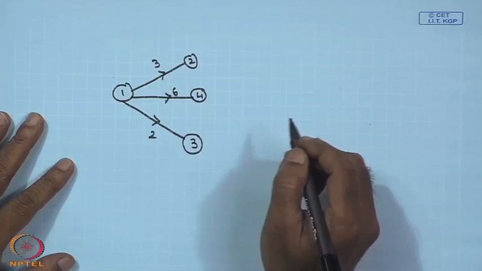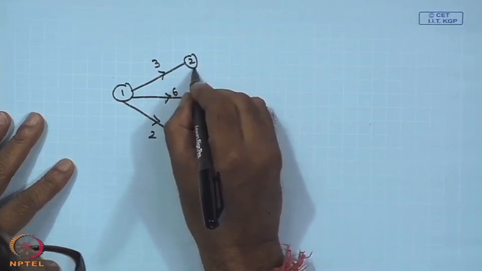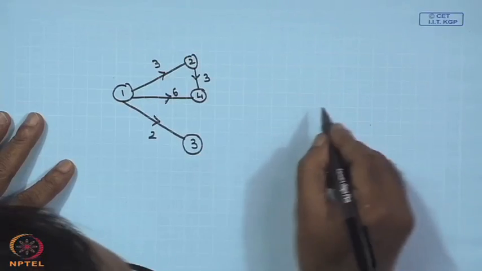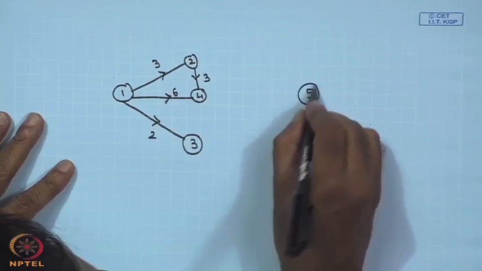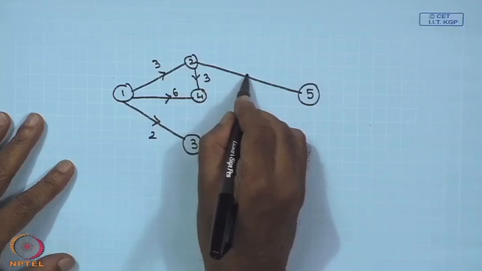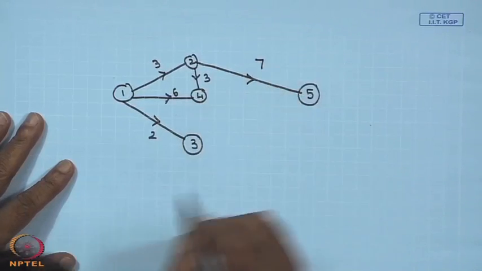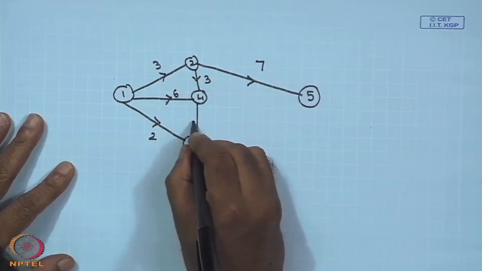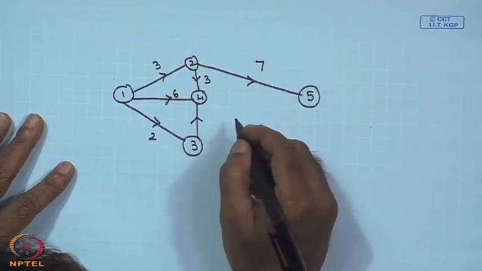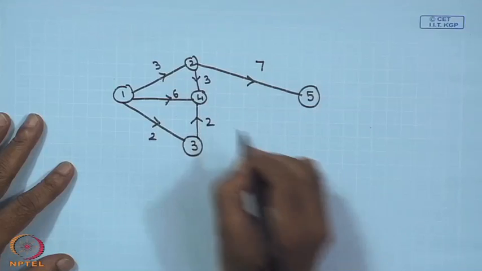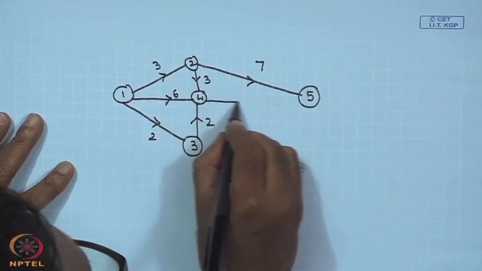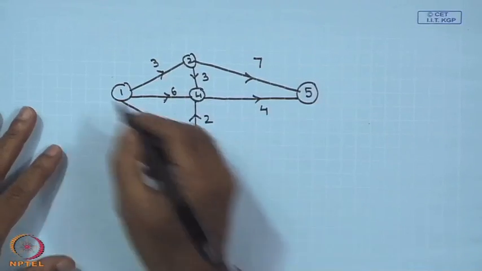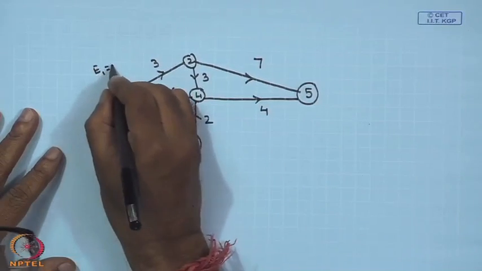After 1-4 it is 2-4, and 2 to 4 the time taken is 3. Next one is from 2 to 5, so 2 to 5 the time taken is 7. Next one is 3 to 4, in this direction, and the last one is 4 to 5, for which the time taken is 4. Now, from here you can calculate the values of E1.